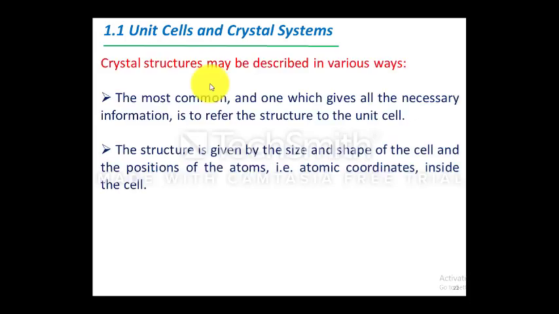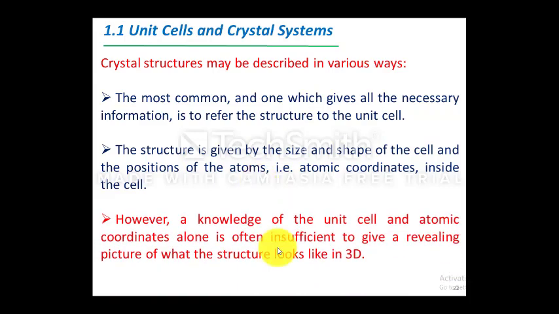Dear students, crystal structures may be described in various ways. The most common, and one which gives all the necessary information, is to refer the structure to the unit cell. The structure is given by the size and shape of the cell and the position of the atoms, in other words, atomic coordinates inside the cell. However, a knowledge of the unit cell and atomic coordinates alone is often insufficient to give a revealing picture of what the structure looks like in three dimensions.